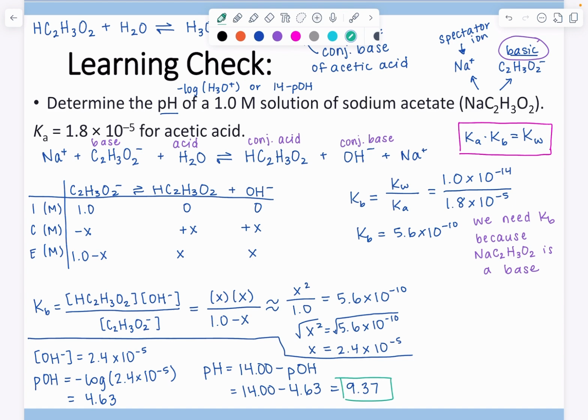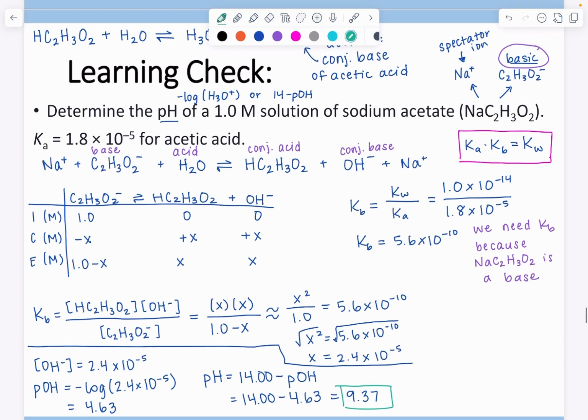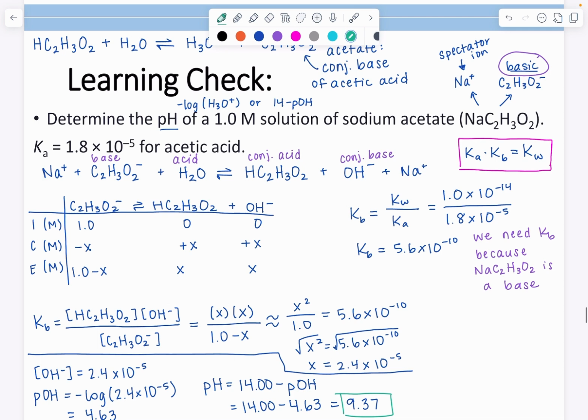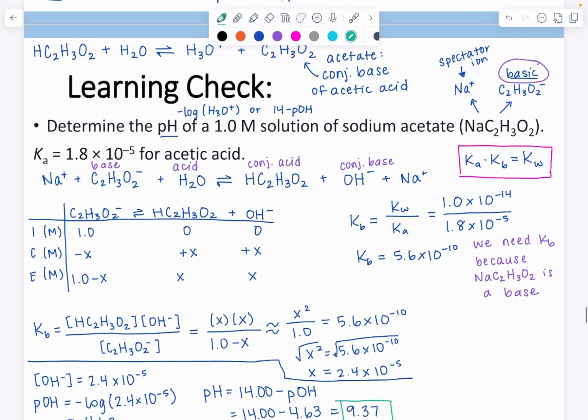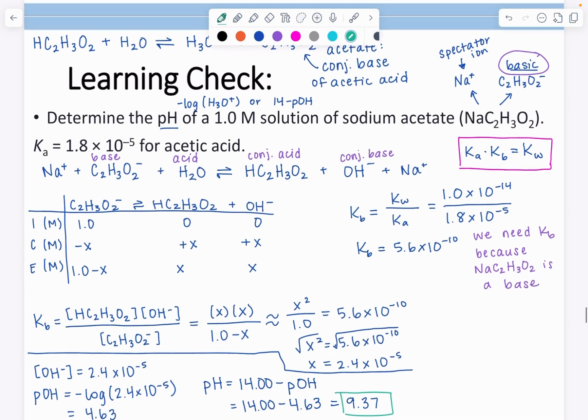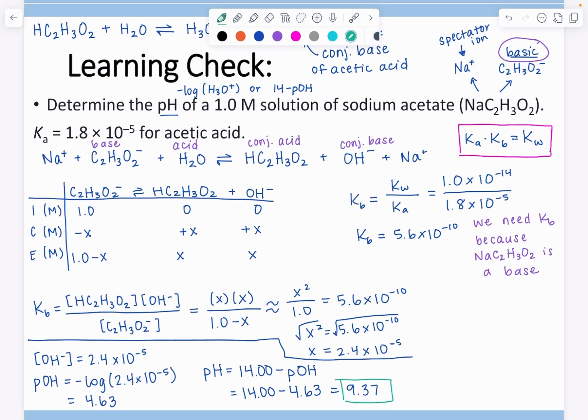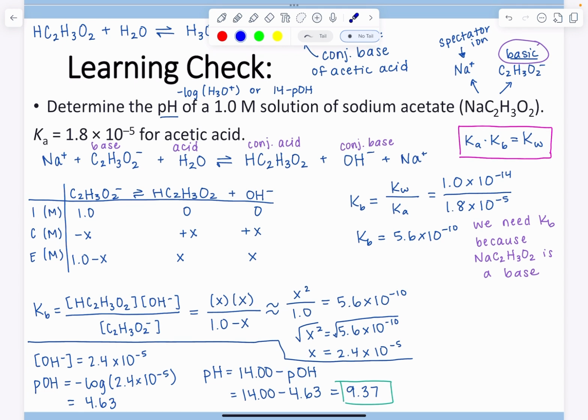So there are a lot of different concepts needed for this question. We first had to use what we knew about the acidic or basic properties of salts to determine that it's basic. We wrote out the equilibrium expression, ICE table, used Ka and Kw to find Kb. Approximation of equilibrium concentration, find x, find OH minus concentration, pOH, and then finally pH. This is a monster of a question.